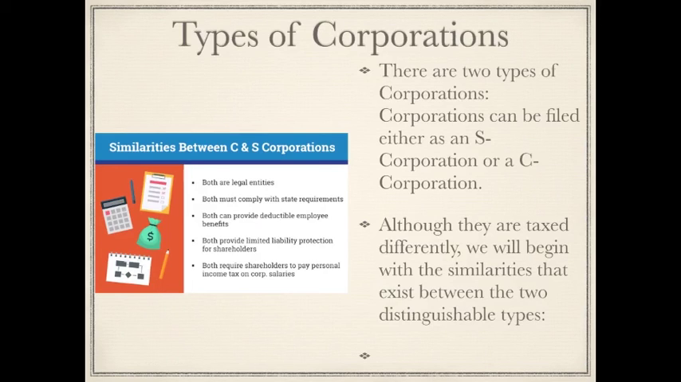So there are two types of corporations. There is a C Corp and an S Corp. You can file either one or the other, and they're taxed differently, but we will begin with the similarities that exist between the two distinguishable types. They're both legal entities. They both must comply with state requirements. Both can provide deductible employee benefits and limited liability protection for shareholders, and both require shareholders to pay personal income tax on core salaries.